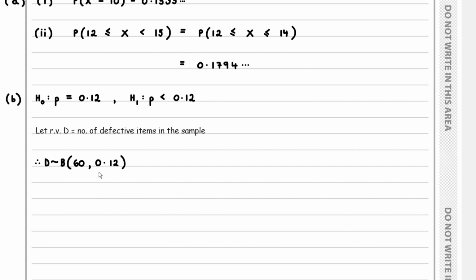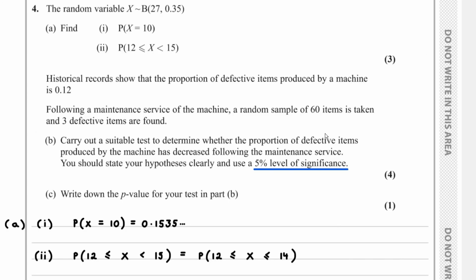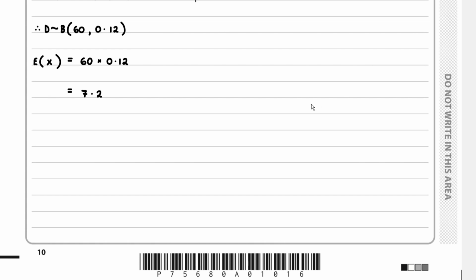Now let's find the expected value of x. For the expected value of x, that's equal to 60 multiplied by 0.12, which is 7.2. Now, in the question, we know that 3 defective items are found. So what we are required to do is find the probability that x is less than or equal to 3.